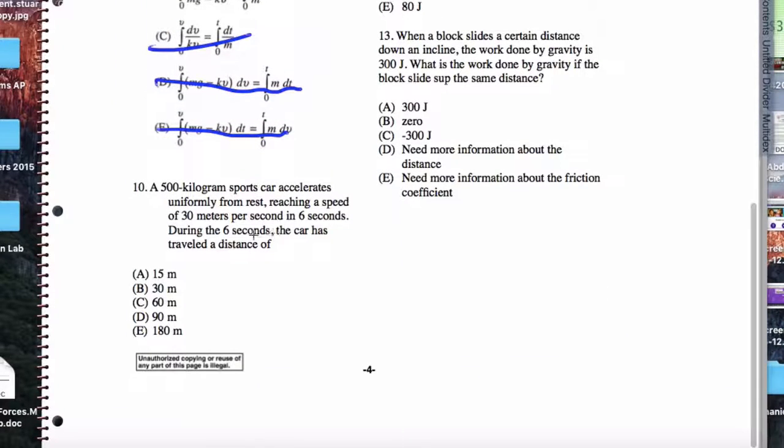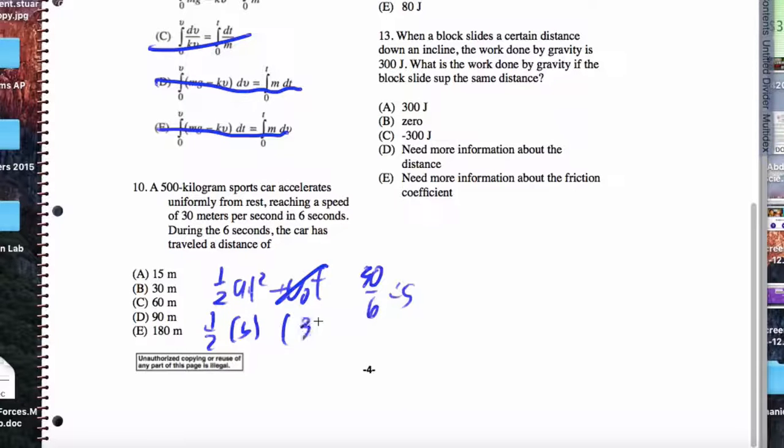Here we got a 500 kilogram car accelerating, so we got 1/2 at squared plus v naught t. The initial speed 0. Let's get the acceleration. That's going to be 30 meters per second in 6 seconds, so that's 5. So 1/2 times 5 times 36. And that's going to be 5 times 18. That ends up being 90 meters.